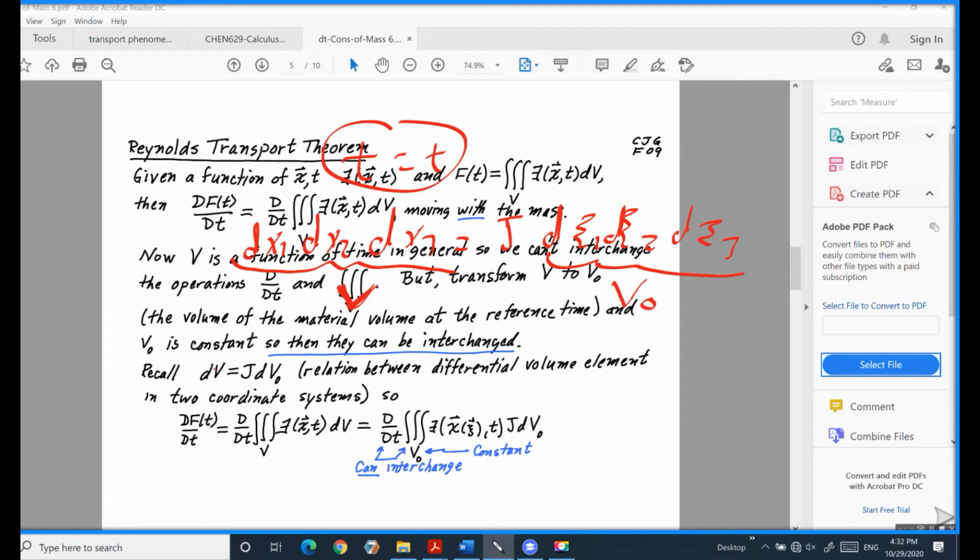Then I can write dV is equal to the Jacobian multiplied by dV0, the relationship between the differential volume elements. So, okay, then from here, instead of this, I can write the Jacobian multiplied by dV0. This is because it's constant at time equal to zero. You have the constant V0. If you remember my other video, we had some control volume, not as an initial control system, because it's V0 because the time is zero.